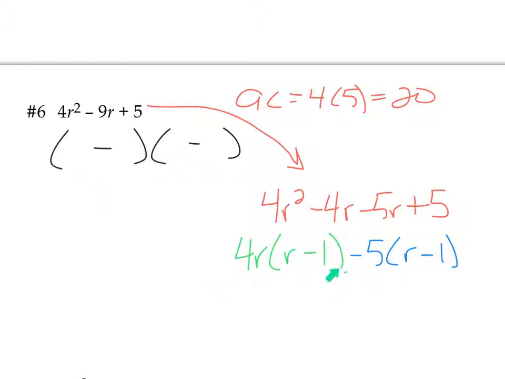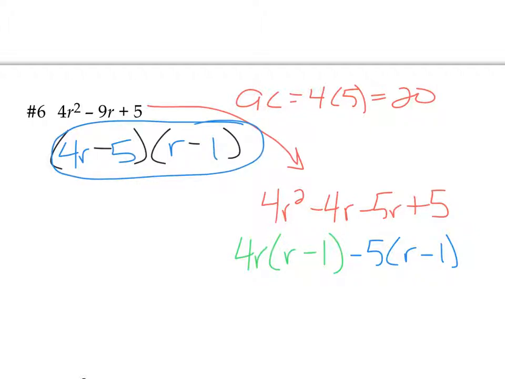I'm going to have 4r minus 5 and r minus 1 as my two binomials. So 4r minus 5 and r minus 1. And that would be my final factored form for that trinomial 4r squared minus 9r plus 5. The quadratic gets factored down to those two binomials we see there in the parentheses.